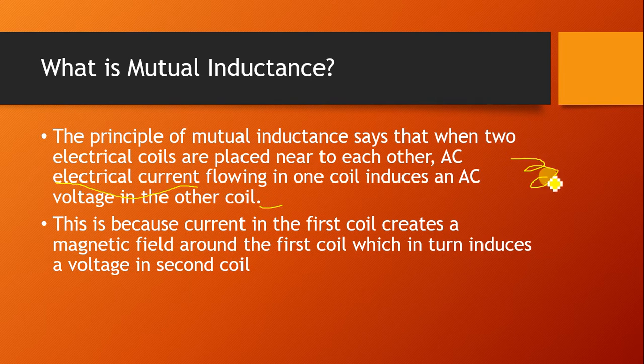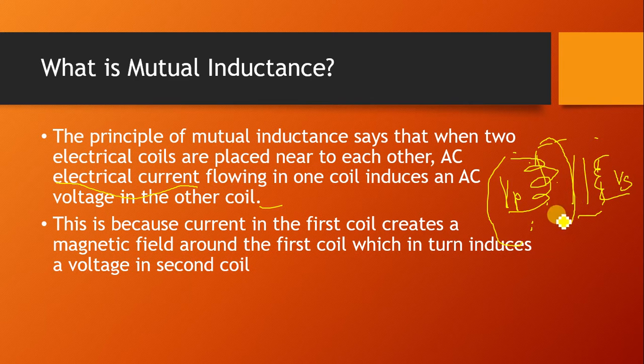One coil is carrying electrical current, that is primary Vp. You have a core, and you have a secondary coil. Whatever lines of flux cut the secondary coil will induce a secondary voltage Vs. You have lines of flux in all directions. This flux is varying with respect to time because it's an AC voltage. The current in the first coil creates a magnetic field around the first coil, this is your primary coil, which in turn induces a voltage into the secondary coil. This is what mutual inductance is.